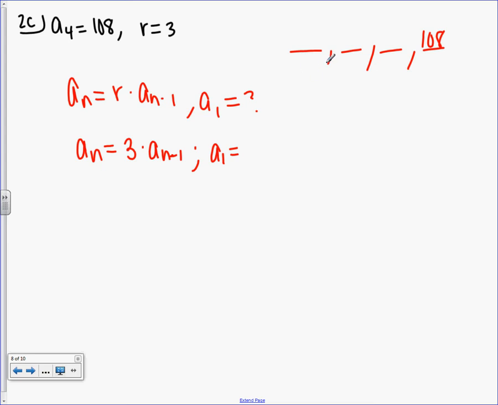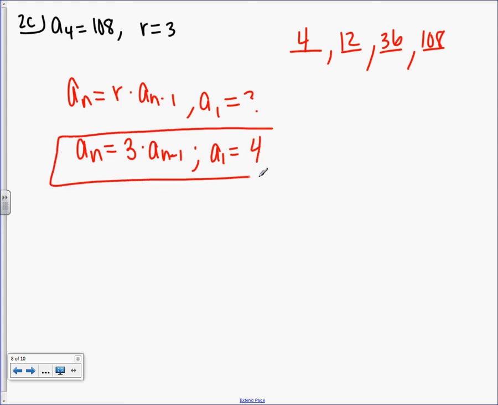Okay? So if R is 3, what am I going to do to go backwards? Divide by 3. So what's this one right here? 36, and then 12, and then 4. So A sub 1 is 4. Have I lost anybody? Are you sure? Super easy? Okay. These last two, we're back on the front now when you're ready.